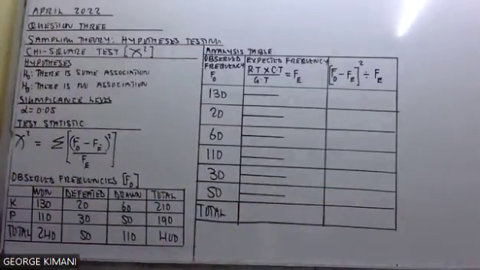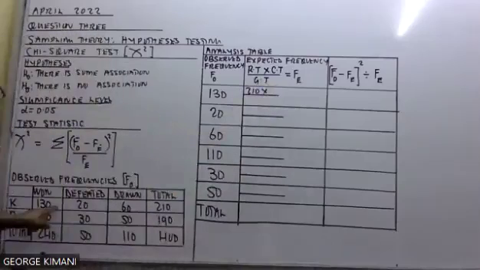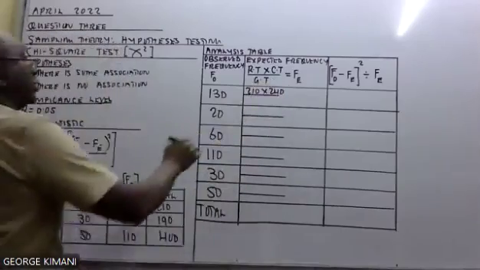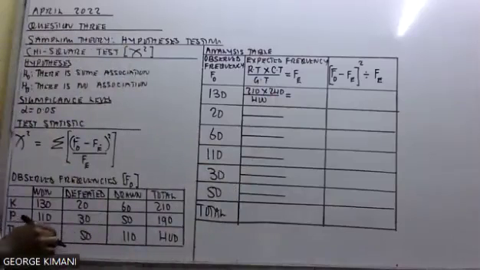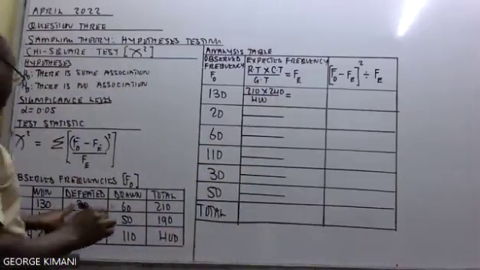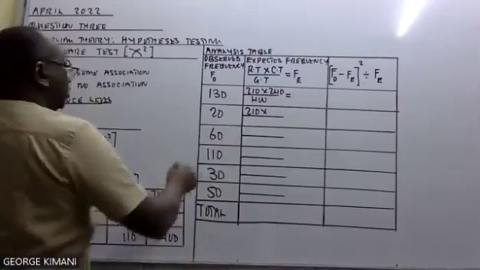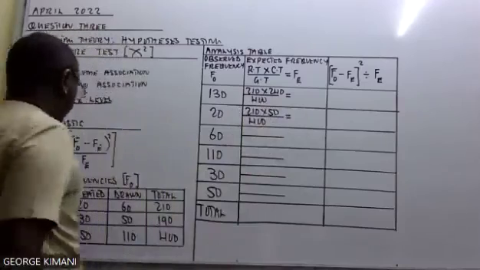So let me frame, then I'll leave you to work it out. When you come to this one, according to the formula, you get the row total. The row total is 210. Column total is 240. You divide by the grand total of 400. Then you come to this one. The row total is 210, multiplied by the column total, which is 50. You divide by the grand total of 400.